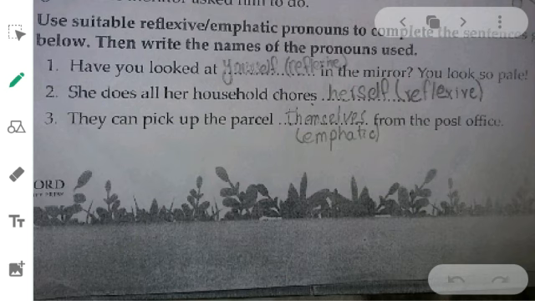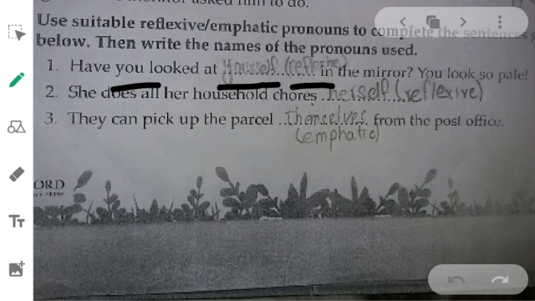For example, in our first line, have you looked at yourself in the mirror? So we cannot say it like this, have you looked at in the mirror. Yourself is important. So we write it's reflexive because we also have to write the names of the pronoun used. So yourself is reflecting the word you, and it is simply reflexive because it was important to use a reflexive pronoun over here.